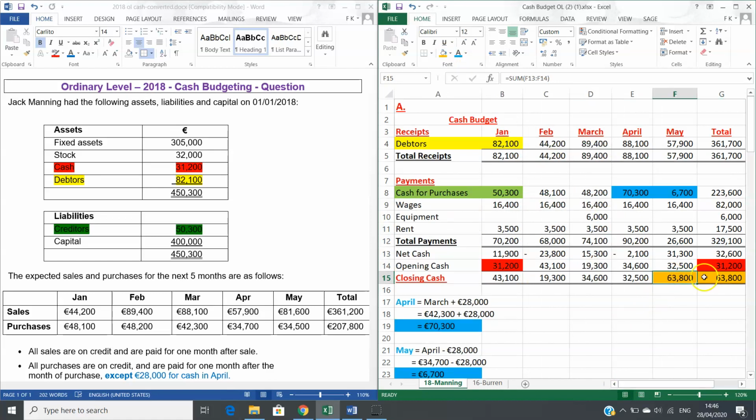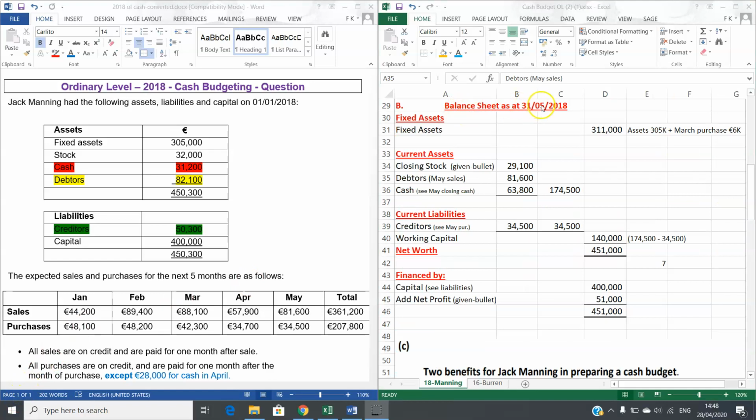What I would suggest is, say these figures are out by 6,000 euro. What I would do is go back through my question. I'd try and find some entry for the value of 6,000 euro. And in this case, it would have been equipment, 6,000 euros. So maybe you just made an error and left that out. So there's just a little tip.